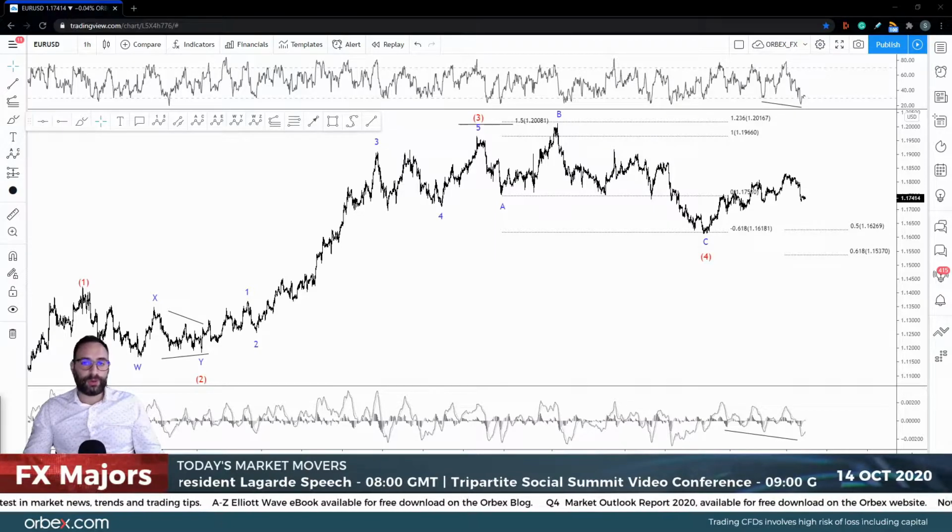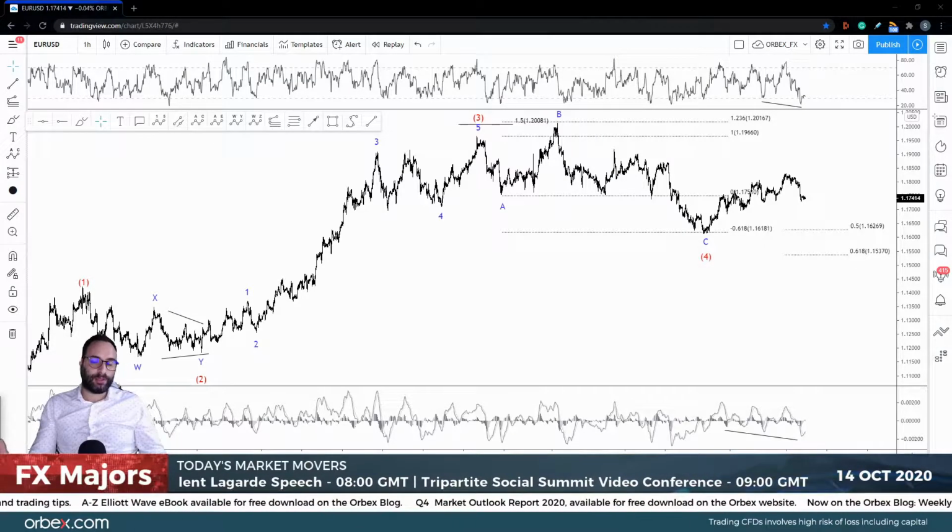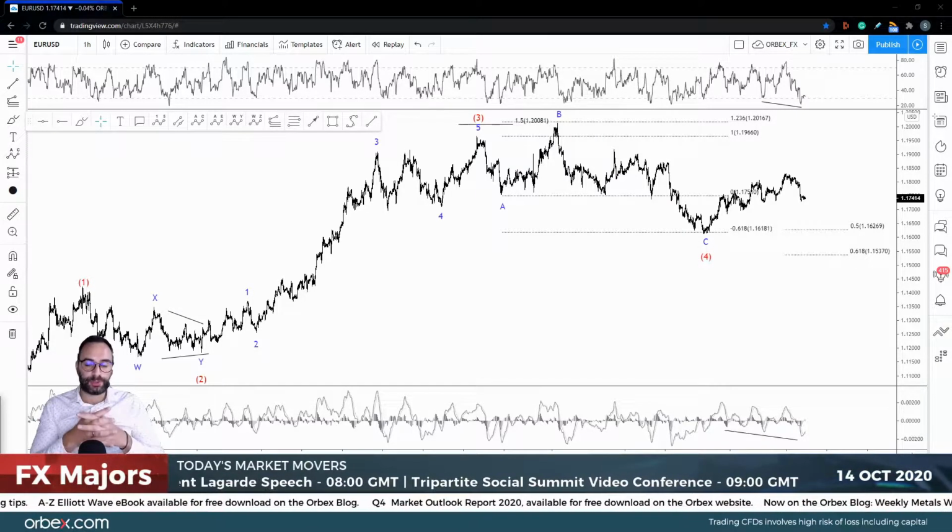Today we're going to have a quick look at euro dollar. We're going to look at the pound dollar and also the Aussie dollar. Obviously, the reason is a stronger dollar across the board. That, of course, happened for various reasons.